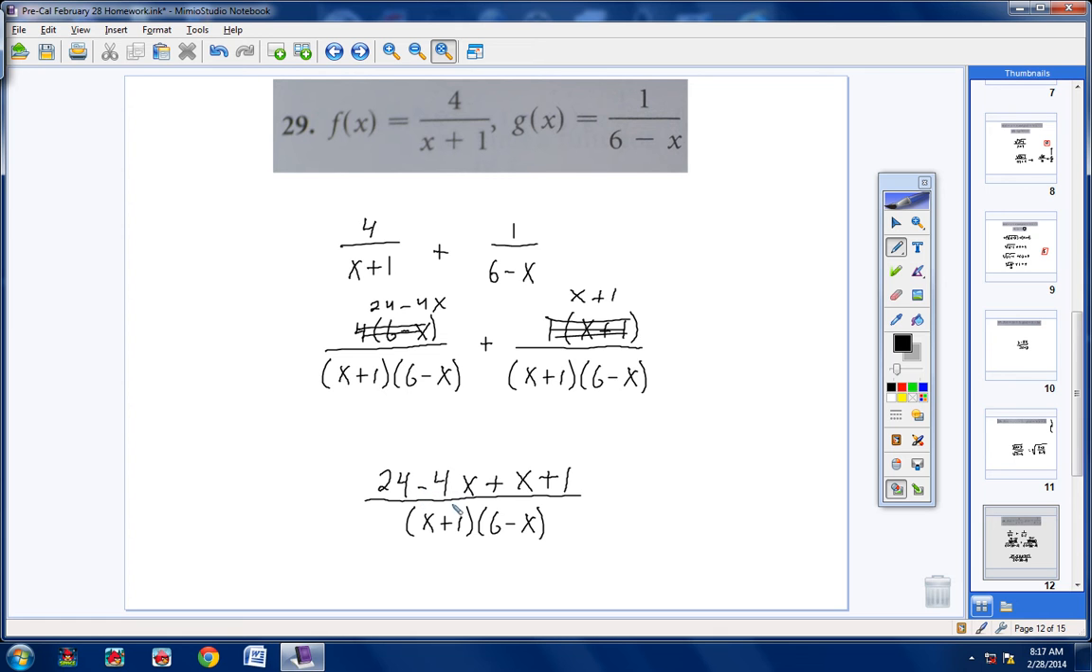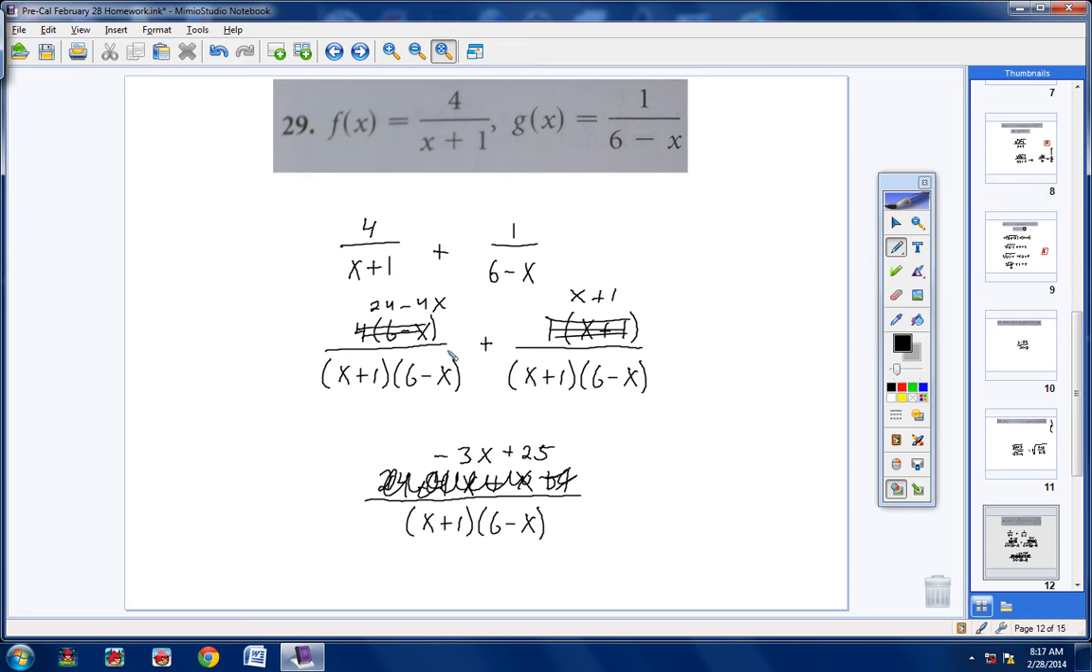Let's see. I'm going to be a little messy here to save time. Actually, I'll try to be a little neat if I can. Yeah, it's not going to work. Okay, we'll just go with the fast method. Negative 4x and x, those are like terms, and that gives us a negative 3x. And then 24 plus 1 would be 25. So there we go. We did it. We found f plus g.